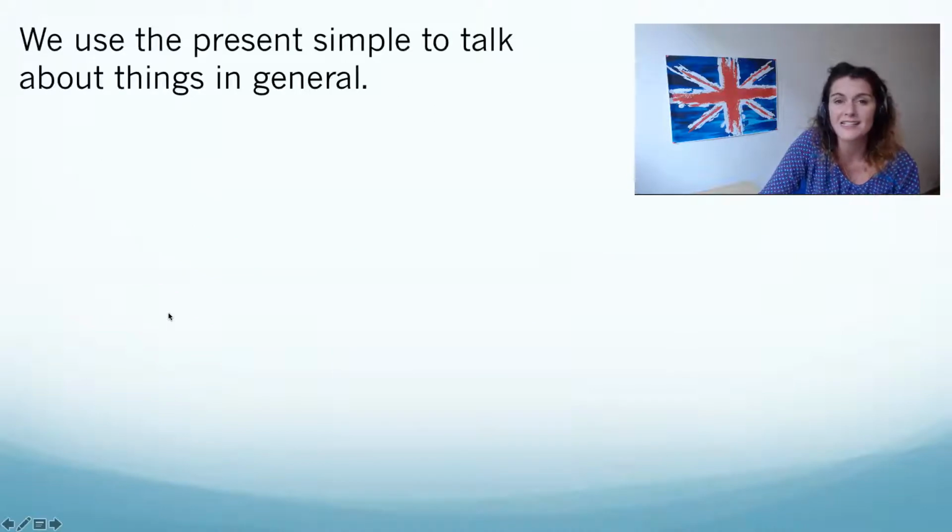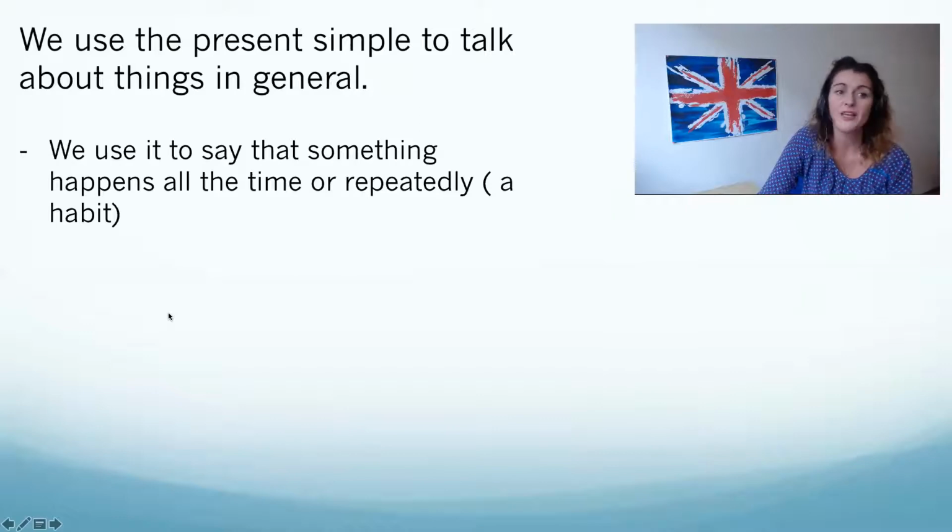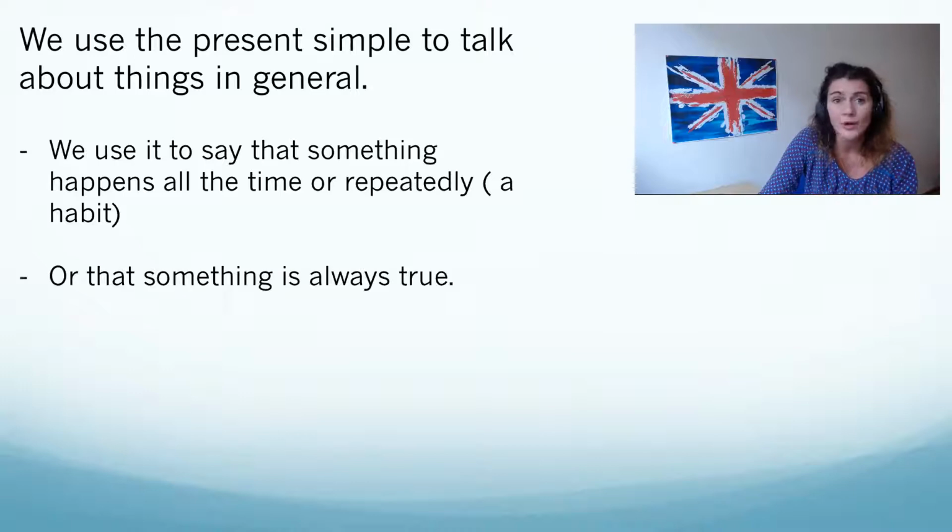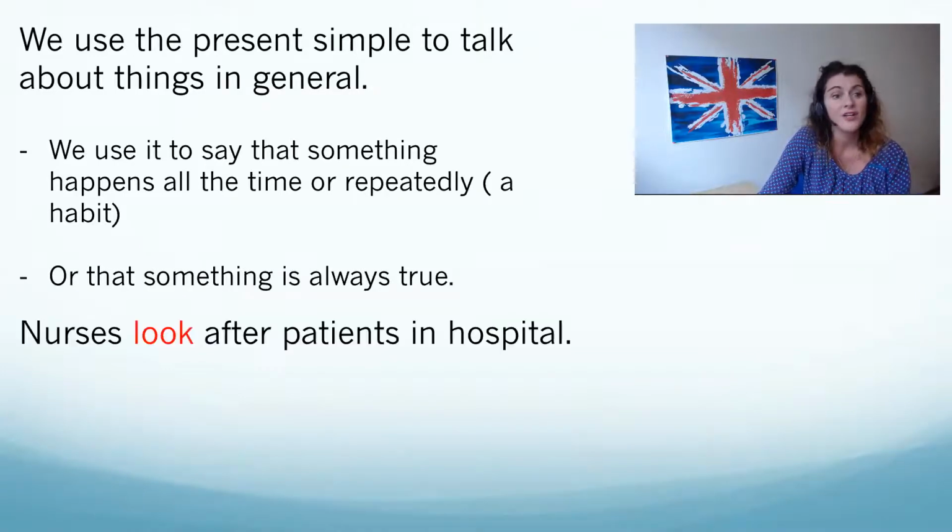And we use here the present simple tense. So we use the present simple to talk about things in general. We use it to say that something happens all the time or repeatedly, like Danny playing football. It's a habit. He plays football. We also use the present simple when something is always true. For example, nurses look after patients in hospital. This is something that is always true, so we use the present simple.